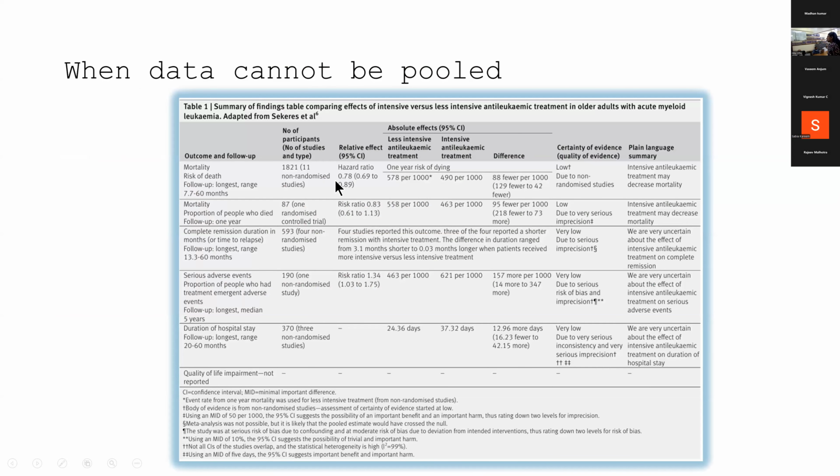Okay, so what happens when you cannot pool the data? For this hematological study, looking at complete remission, they had 4 studies which reported this outcome. 3 of the 4 reported a shorter remission with intensive treatment, and the difference in duration ranged from 3.1 months shorter to 0.03 months. Sometimes when you're unable to pool the data, you can just make a narrative summary into your summary of findings table.